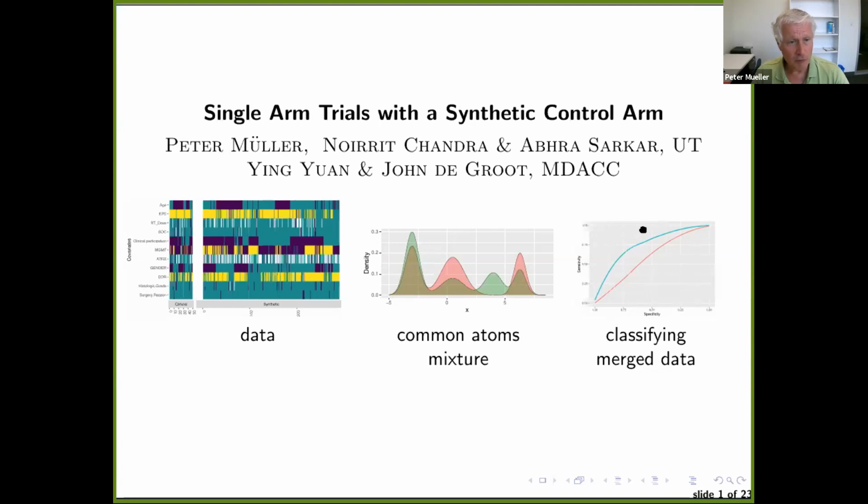This is joint work with Noerit Chandra, postdoc here at UT, Abrasaka, one of my colleagues, and Ying Yuan and John de Groot at MD Anderson. Ying is in biostatistics at MD Anderson, and John de Groot is in neuro-oncology.